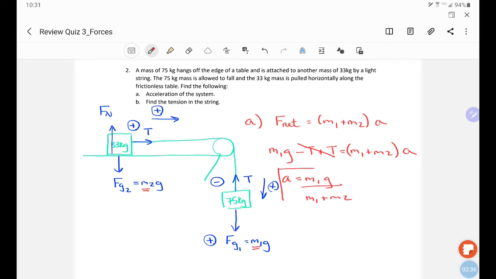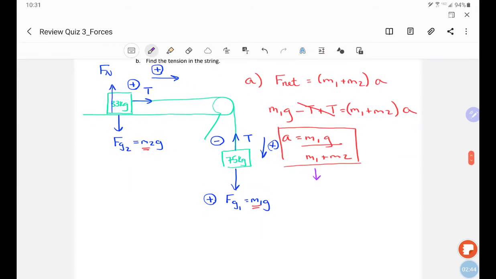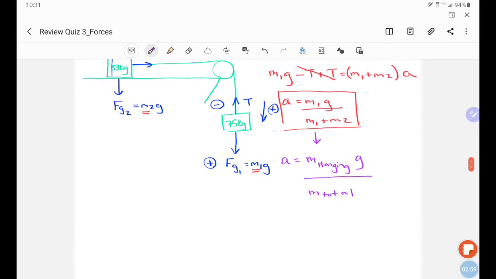We can generalize this just a little bit, and we'll do so by making it specific to this type of problem. So acceleration is the hanging mass times gravity over the total mass. So plugging our numbers in here, hanging mass is 75 times gravity of 9.8 over total mass 75 plus 33. That will give us 6.8 meters per second squared for acceleration.